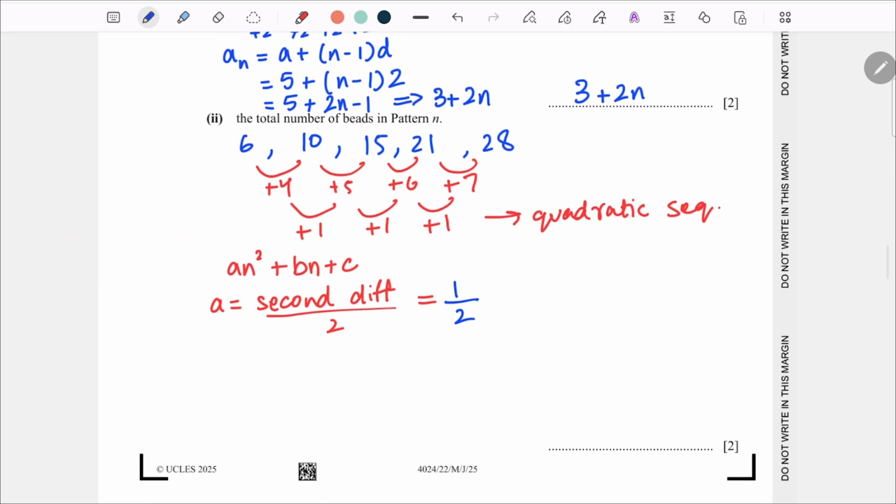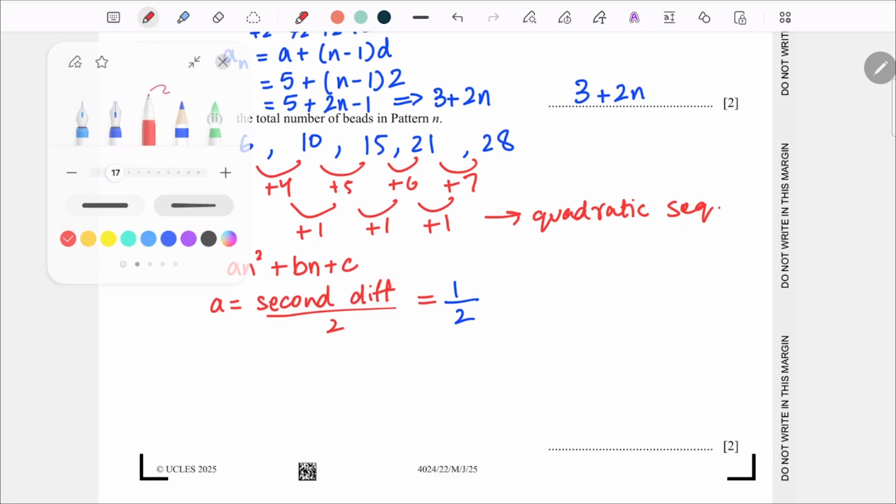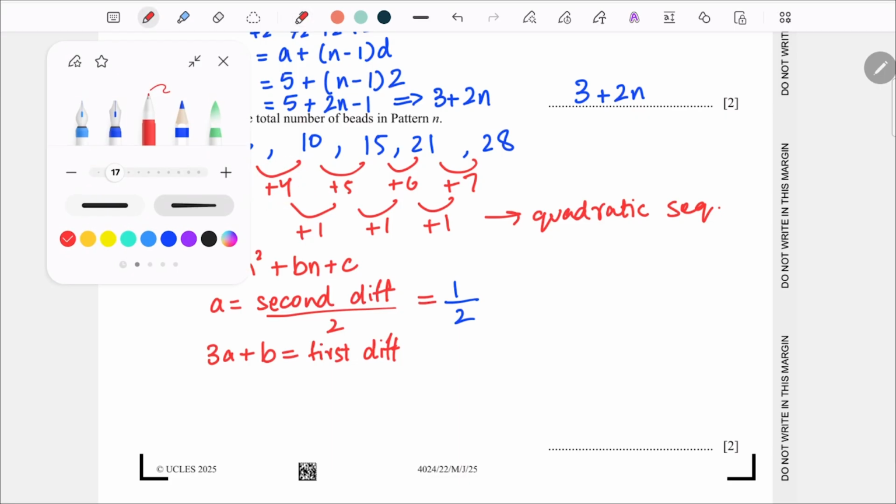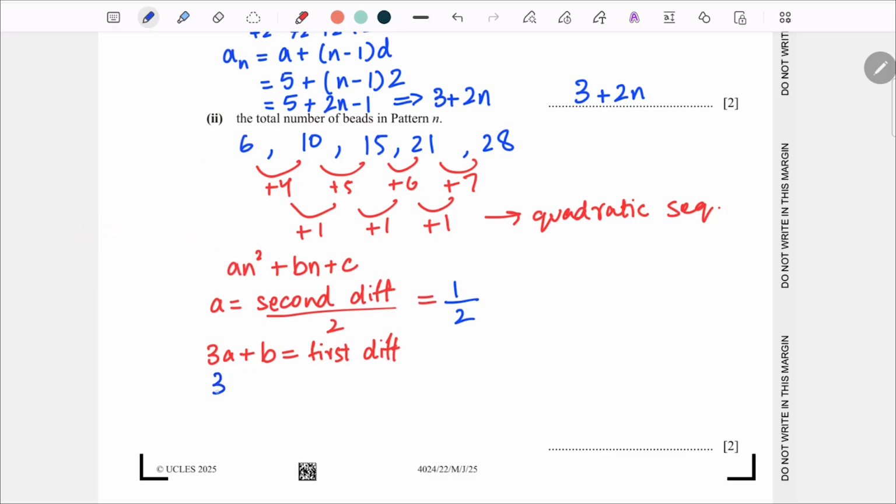Then in order to find b, the general formula is 3a plus b is equal to the first difference. Here, the first difference, as shown, is plus 4. So when we solve it, 3a plus b is equal to 4. 3 times the value of a, which is 1 divided by 2, plus b is equal to 4. So b is 5 divided by 2.